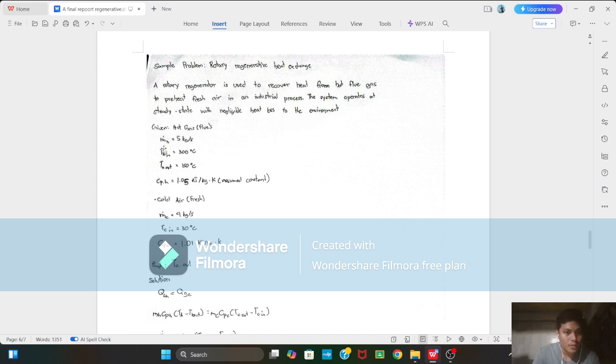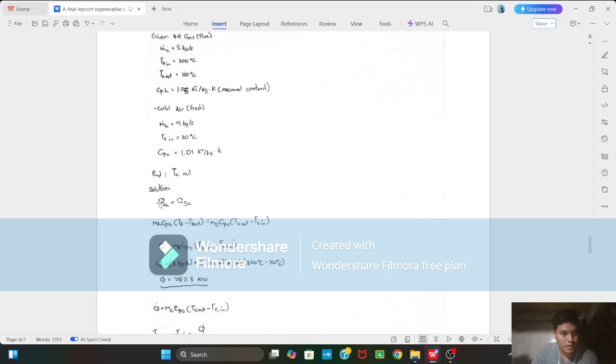Given hot gas flow, m is 5 kg/s, T in is 300 Celsius, T out is 150 Celsius, Cp is 1.05 kJ/kg·K, assume constant. Cold fresh air, m is also 5 kg/s, T c in is 30 Celsius, Cpc is 1.01, assume constant. Find Tc out.